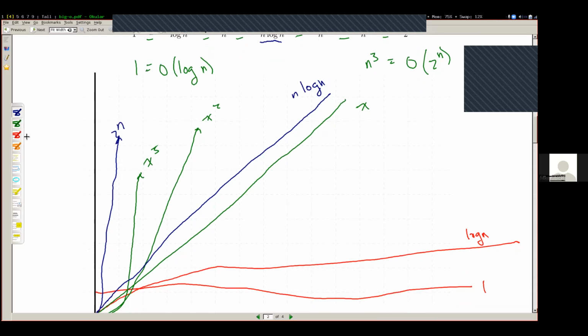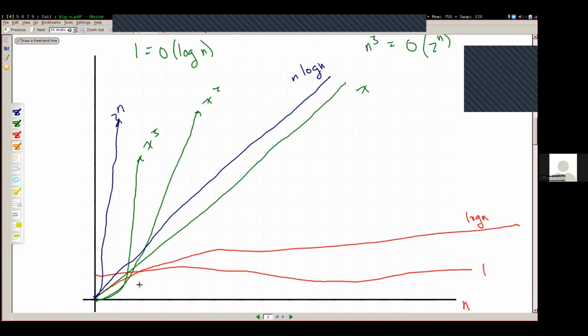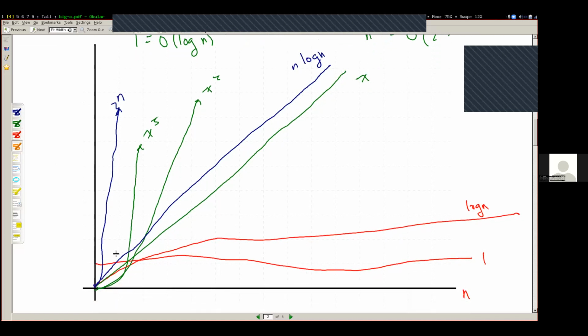Again, if we look closely at the graph down here, it's pretty crazy about what's going on and what's going to be bigger than what, but we're not going to be interested in this location down here. We're only going to be interested in the n is large case. And when n gets large, we get these clear separations between all these different functions.